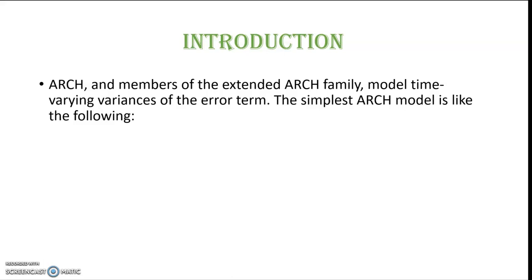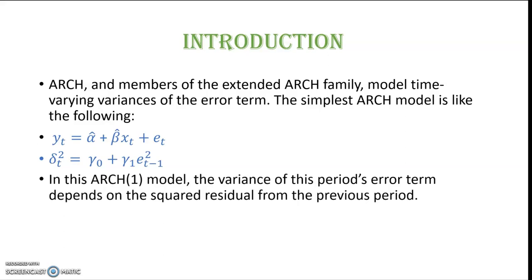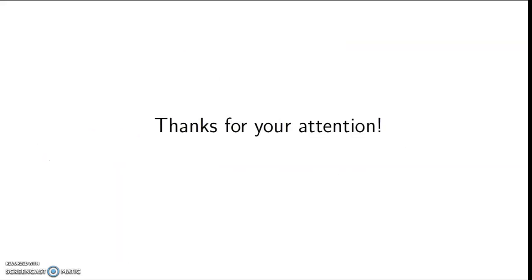So as I mentioned earlier, ARCH and members of the extended ARCH family, including GARCH, EGARCH, TARCH, and so on, model time-varying variances of the error term. The simplest ARCH model is like the following, where y_t is equal to alpha hat plus beta hat x_t plus e_t, and variance in the present time is equal to gamma naught plus gamma 1 e squared t minus 1. In this ARCH 1 model, the variance of this period's error term, that is the variance of the e_t, depends on the squared residual from the previous period, that is t minus 1. So sigma squared t is regressed on e squared t minus 1.